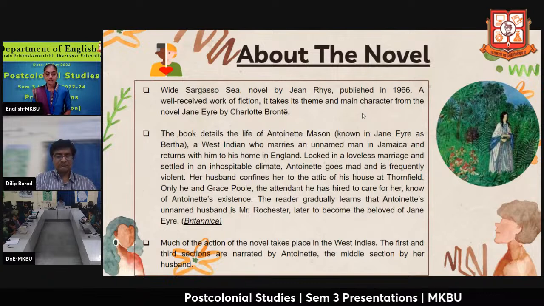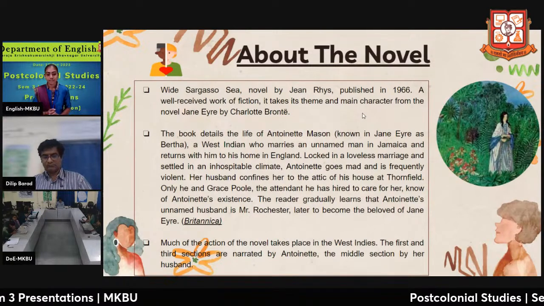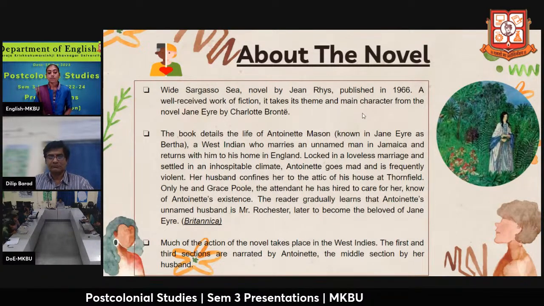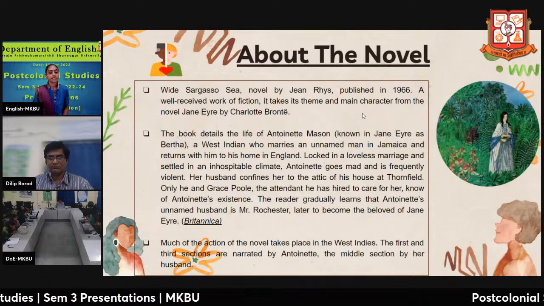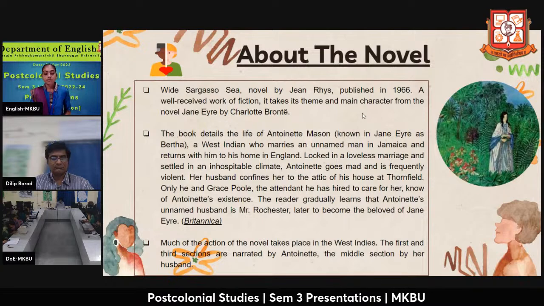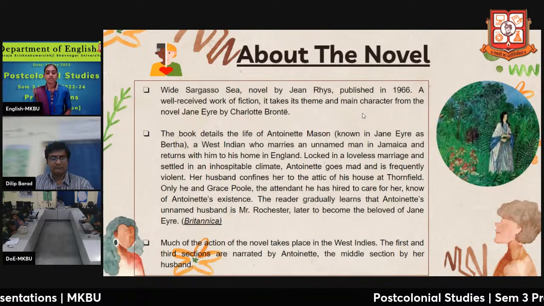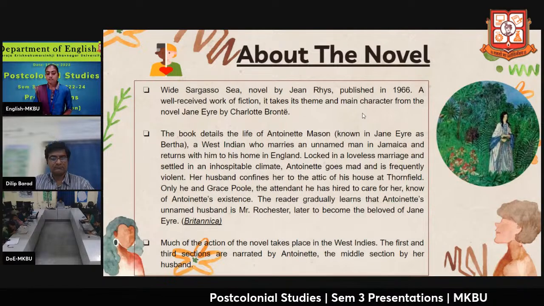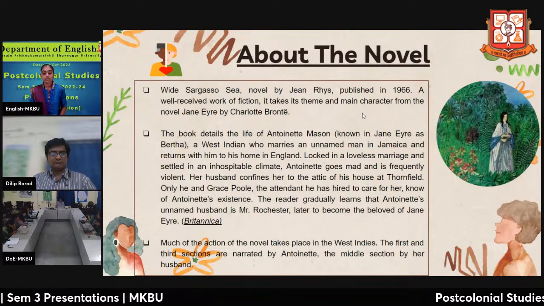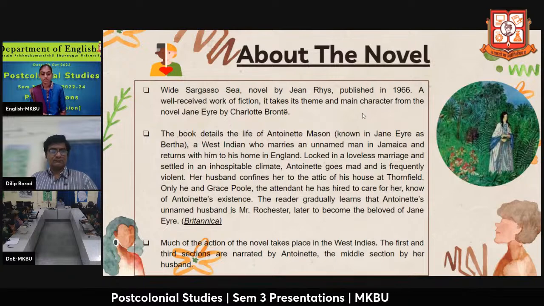Her husband Rochester confines her to the attic of his house at Thornfield. Only he and Grace Poole, the attendant he had hired to take care of her, know of Antoinette's existence. The reader gradually learns that Antoinette's unnamed husband, Mr. Rochester, is later to become the beloved of Jane Eyre. Much of the action of the novel takes place in the West Indies. The novel is divided into three sections. The first and third sections are narrated by Antoinette, and the middle section is narrated by her husband Rochester.